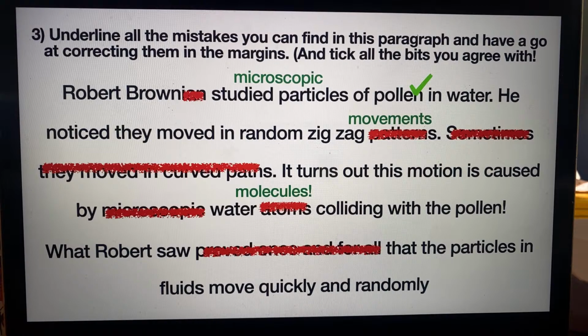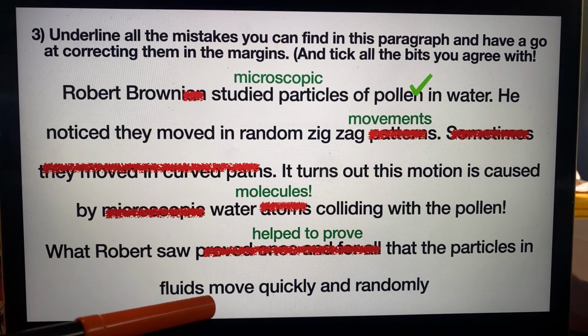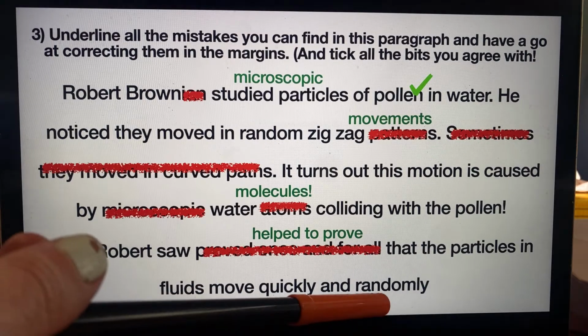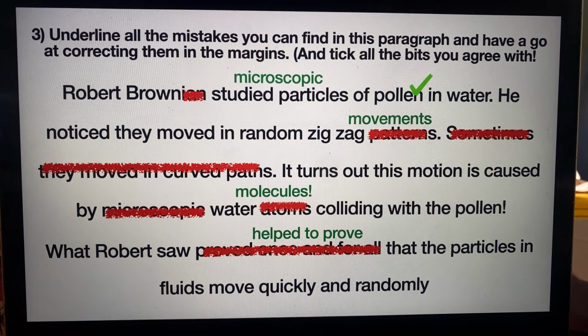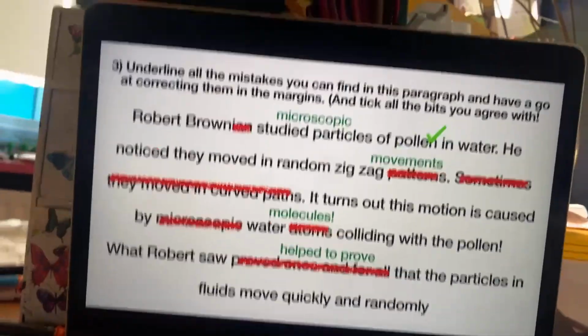What Robert saw didn't prove once and for all that the particles in fluids move quickly and randomly, but it helped to prove that the particles in fluids move quickly and randomly. You might have crossed out fluids and put liquids. It's all right. In physics, fluids are liquids and gases, because they both sort of flow. And they do move quickly, and they definitely do move randomly. So, yeah, that's fine. Splendid. Right, well done, you lot, if you managed any of those. It's a good activity, isn't it? I feel like that's very good brain exercise. Kind of a fun puzzle.